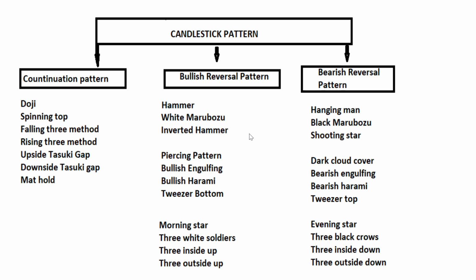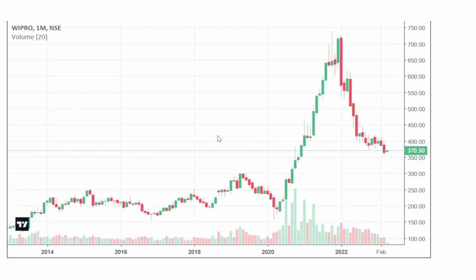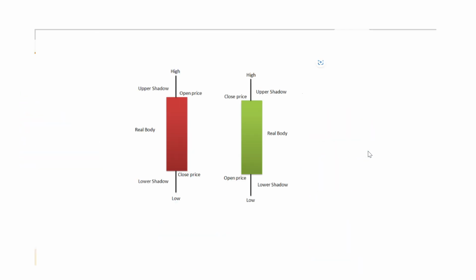But before moving to candlestick patterns, first understand what this candle is and how it is featured. What is the specification of a candle? So this is the candle which you have just seen in this example. In this example, all the candles are not the same. Some are green, some are red, some are big in size, some are small. So let's see the specification of the candle.